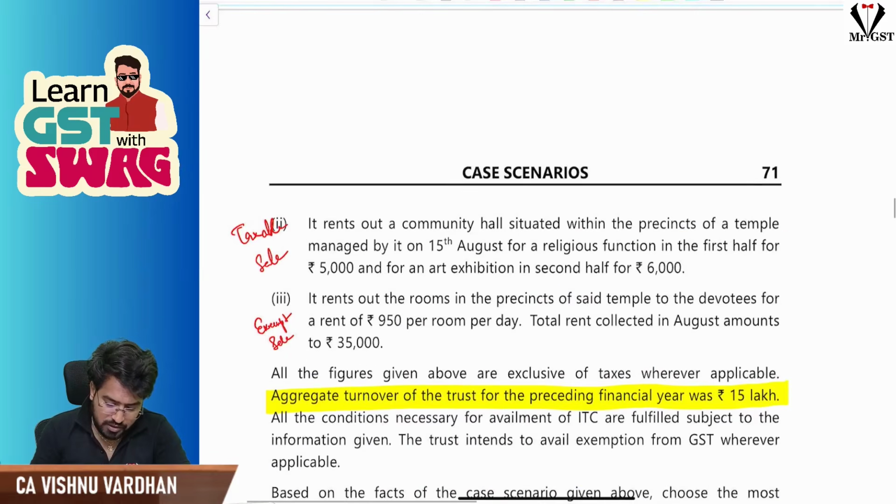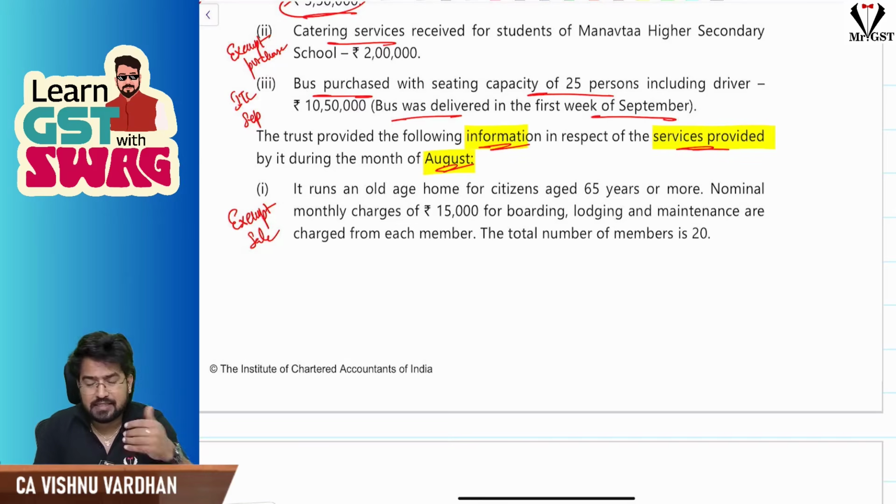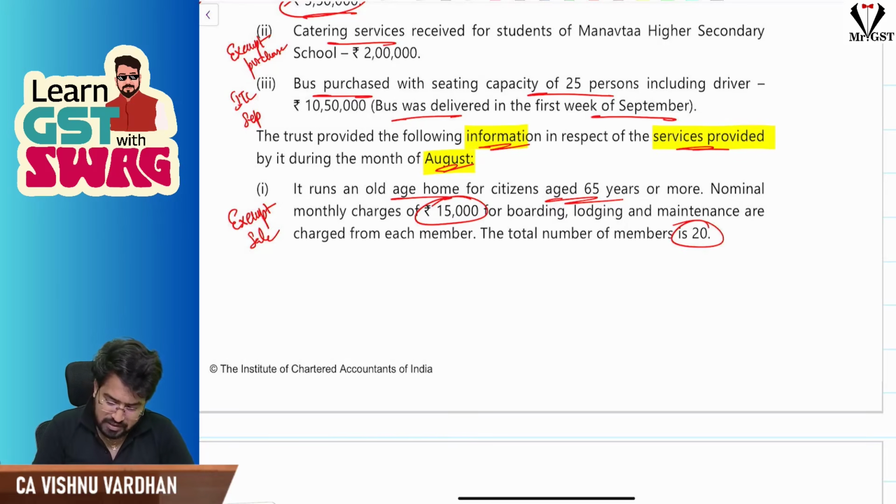Okay. Next, for August month, they are giving another information regarding their sales, services provided. So it is running an old age home for 65 years or more. Obviously, where consideration is less than or equal to 25,000 per month per member, it is exempt under GST. Here the consideration is 15,000 and 20 members are there, so it is exempt sale. Exempt sale value is 3 lakh because they have asked value of exempt supplies.